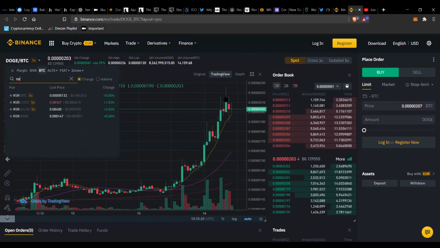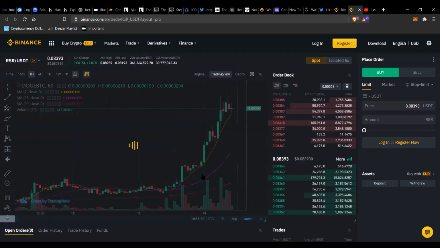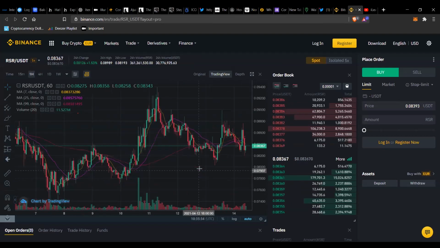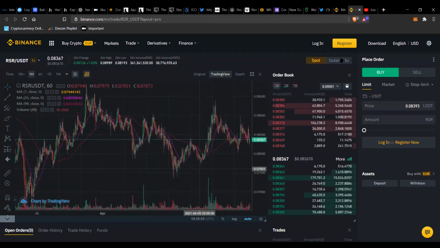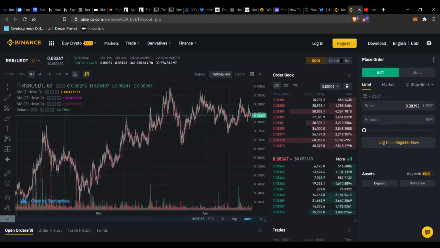So this is RSR. RSR is currently trading at $0.083. But in a few weeks, days most likely, max weeks, RSR is going to get to $0.1. That's like over 30% from here.